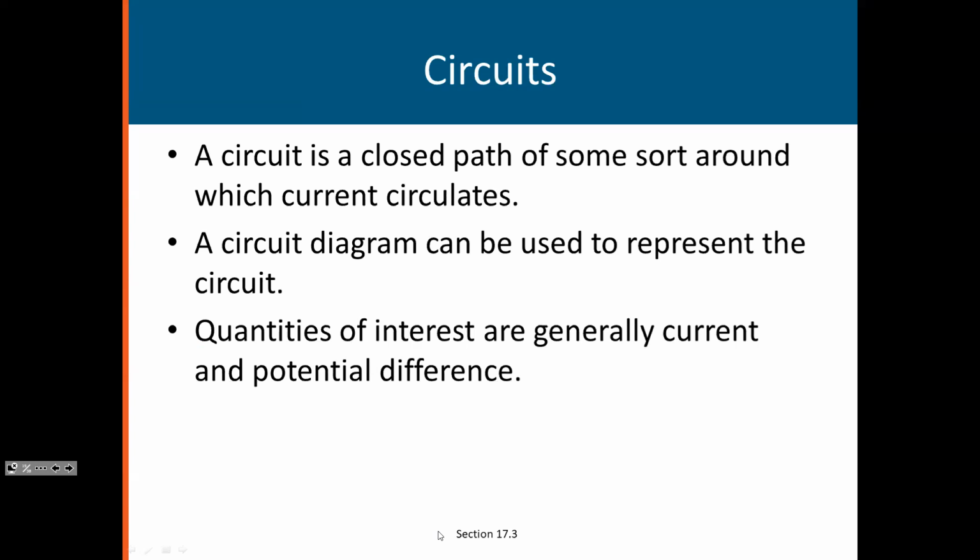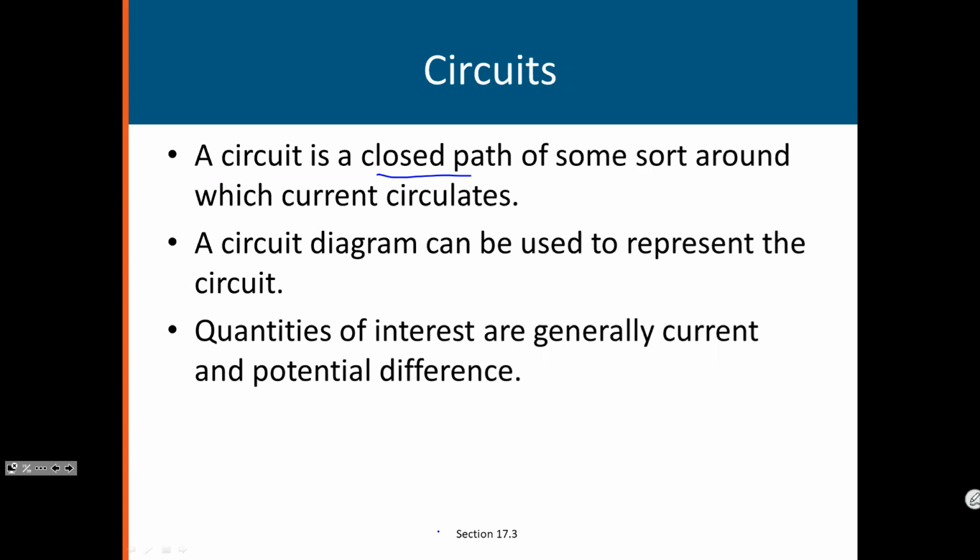A circuit is a closed path of some sort around which a current circulates. You know the meaning of circle? Circle, coming back to the same point, right? Go round and come back round. So a circuit is a closed path, like we had before with the switch. When you close the switch, it's a closed path of some sort. It doesn't have to be exactly a circle. It can be any sort of path in which the current can circulate, go round.